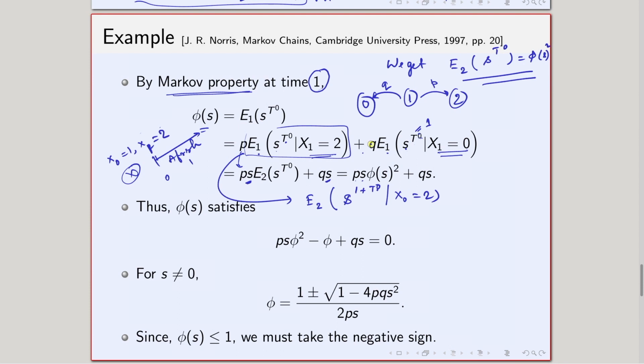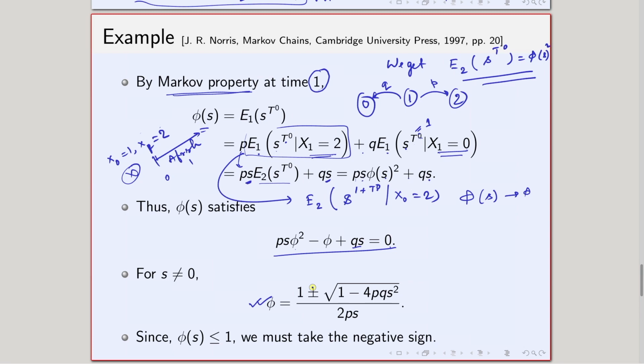Okay. So that means phi satisfies this particular condition. Instead of writing phi s, now I am just writing phi. If I do this, it turns out to be this. Okay. This is p s phi square plus qs minus phi equals 0. Now let us solve for phi. Because this is a quadratic equation in phi, if I solve, I get this particular solution. Note that we have two possibilities here, the positive sign or the negative sign.